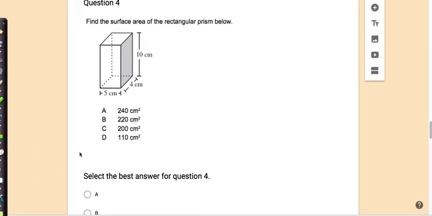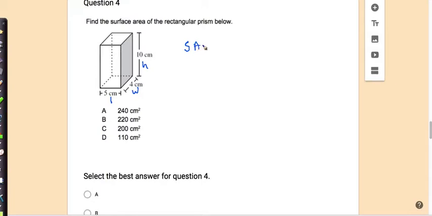Okay, now I've got to find the surface area, and I look at the answers. Now I've got to actually work this problem out. So I look up at the formula sheet, and I know I'm going to use the surface area, but before I do that, let's label the length, the width, and the height.